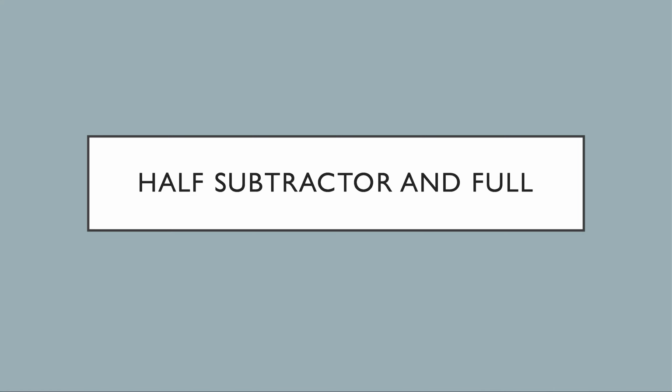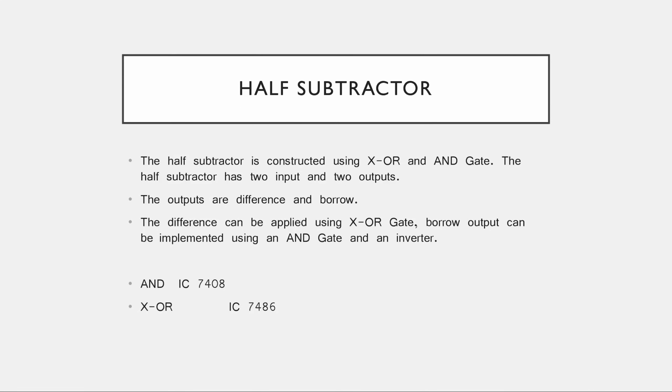Half subtractor. The half subtractor is constructed using exclusive OR and AND gate. The half subtractor has two inputs and two outputs. The outputs are difference and borrow. The difference can be implemented using exclusive OR gate. Borrow output can be implemented using AND gate and an inverter.